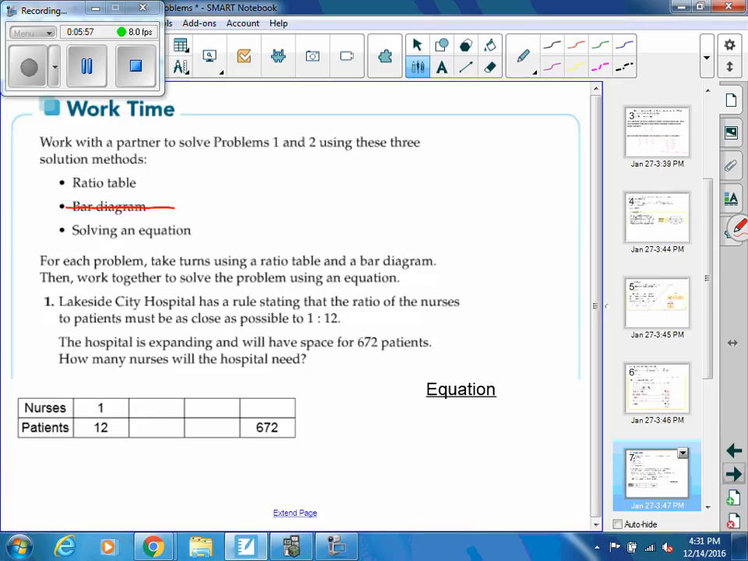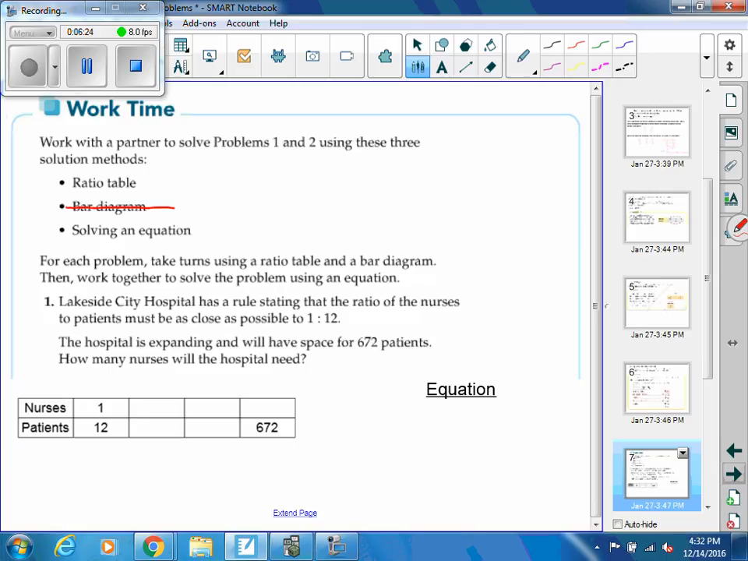Okay, so number 1, it says Lakeside City Hospital has a rule stating that the ratio of the nurses to patients must be as close as possible to 1 to 12. So each nurse should only have about 12 patients. The hospital is expanding and will have space for 672 patients. How many nurses will the hospital need?